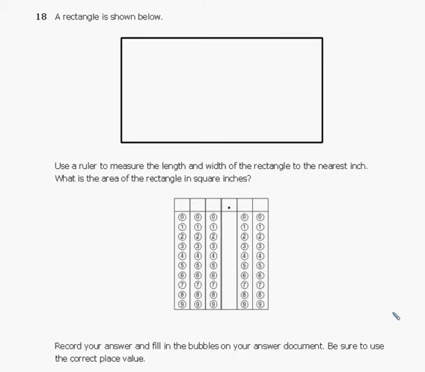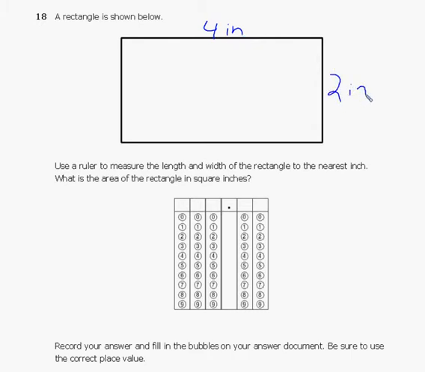18. A rectangle is shown below. Use a ruler to measure the length and width of the rectangle to the nearest inch. What is the area of the rectangle? On that one, if you measured the length of it, it ended up being almost 4 inches. It's close to 4 inches, so it's 4 inches. And if you measured the width of it, it is about 2 inches.